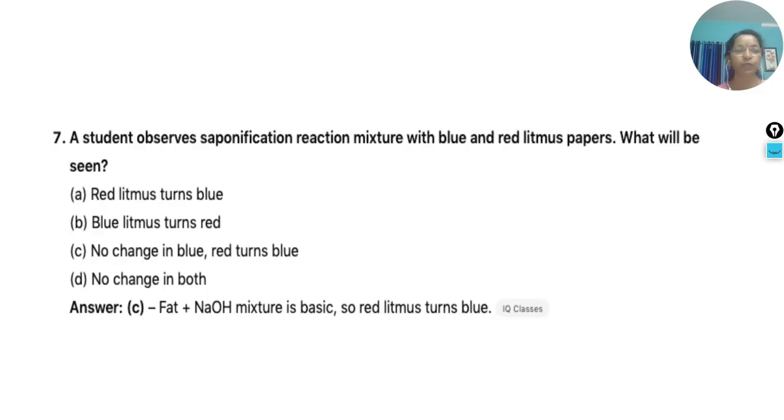Question number 7. A student tests the saponification reaction mixture with blue and red litmus papers. What will be seen? Since the mixture is having vegetable oil and NaOH, the mixture should be basic. And the salt formed, soap, is also basic in nature. So it should turn red litmus blue. No change for blue litmus, but red changes to blue, since soap is basic in nature.